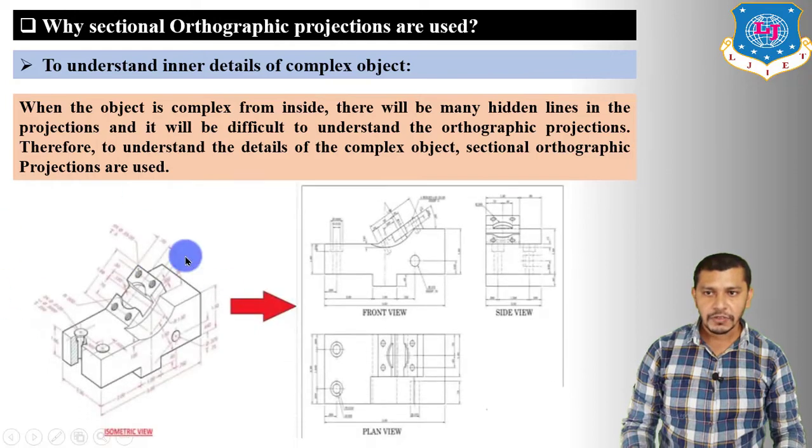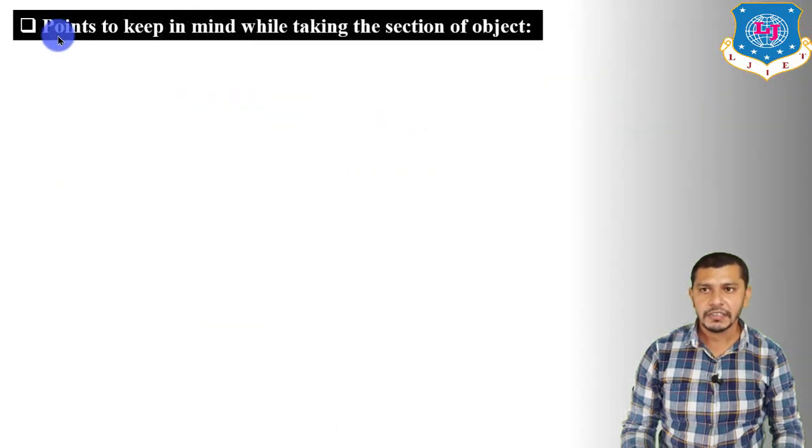So if the object is too complex, as seen in this figure, that means in the views of the object there are too many hidden lines. At that time, to understand the orthographic views of the object, it is required to take the section of the object. Now let us discuss the points to keep in mind while taking the section of the object.